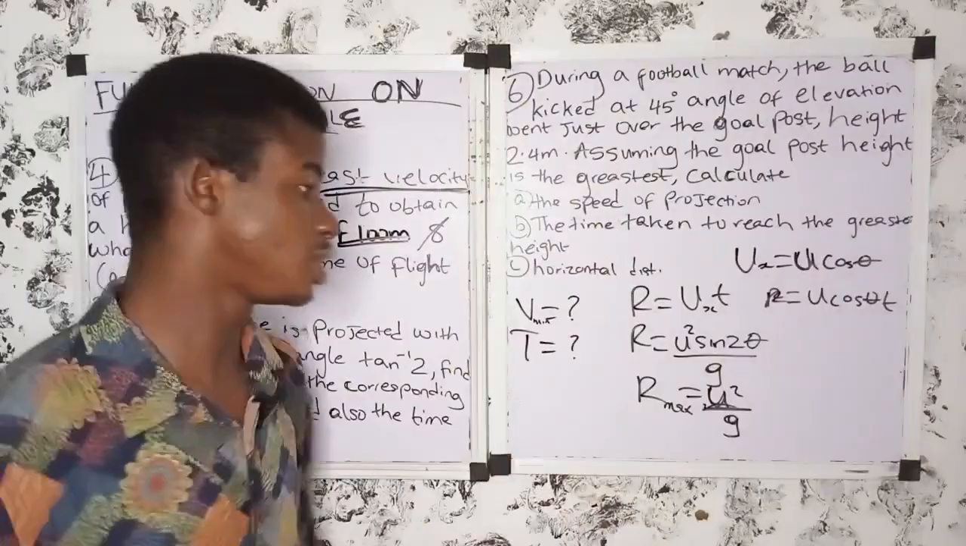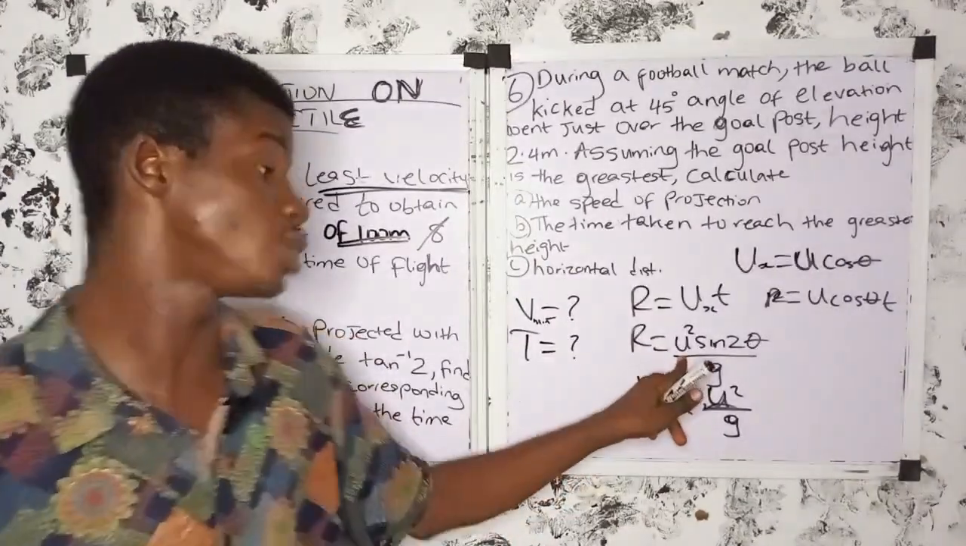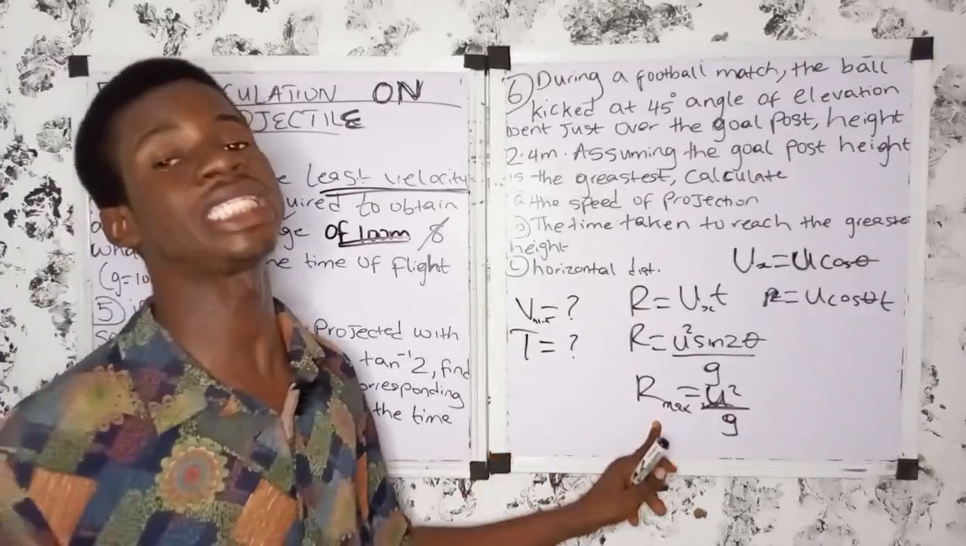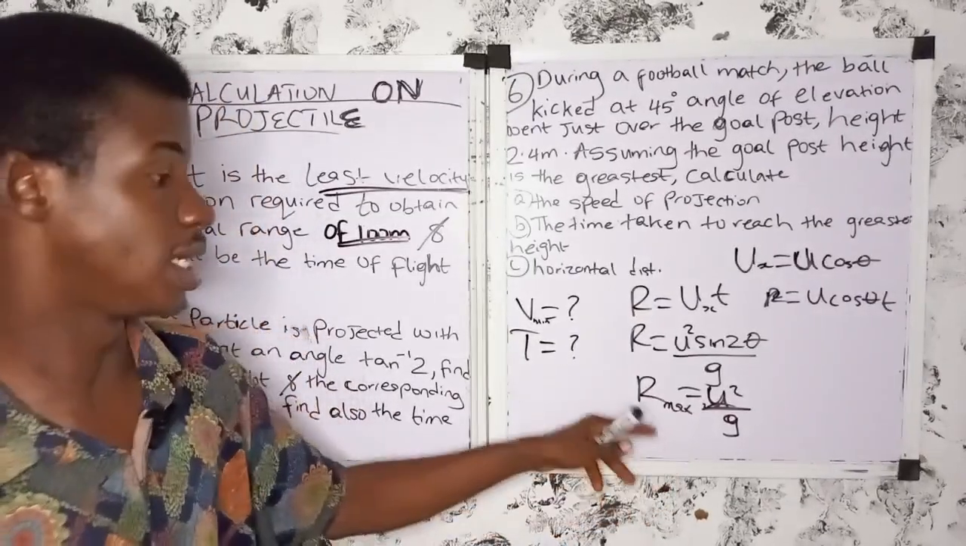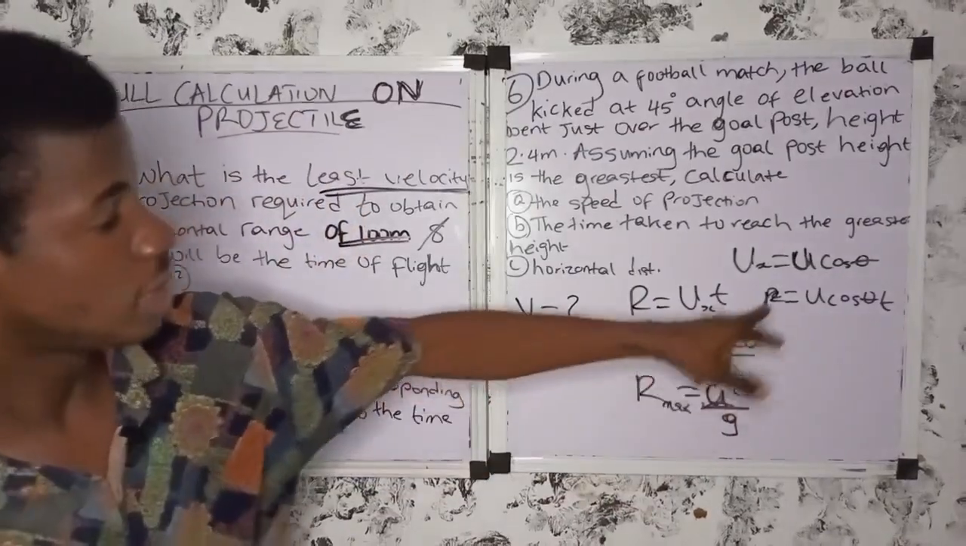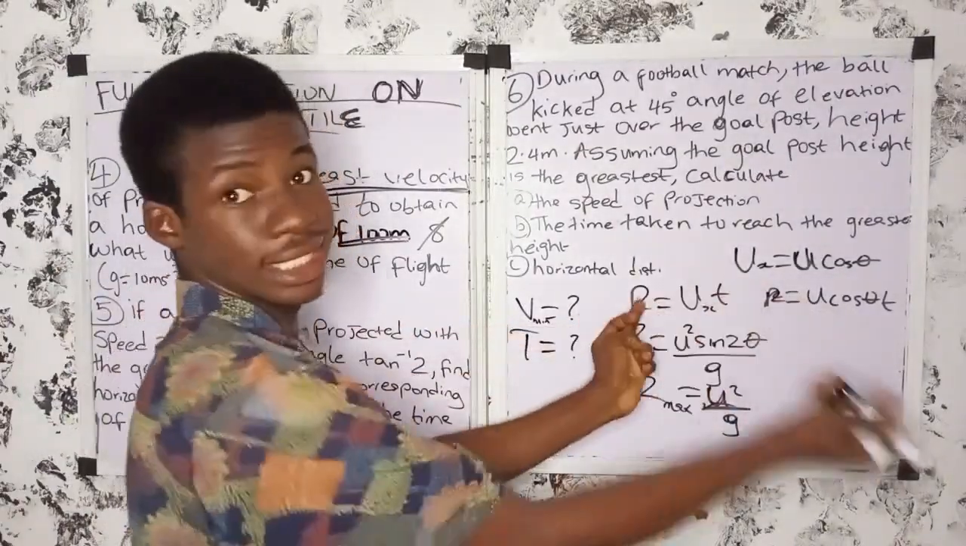So these are the formulas. We use this formula when they give you an angle. We use this one when range is maximum, when they tell us to solve for maximum range. Why we use this one or this? No, they are the same thing, right?